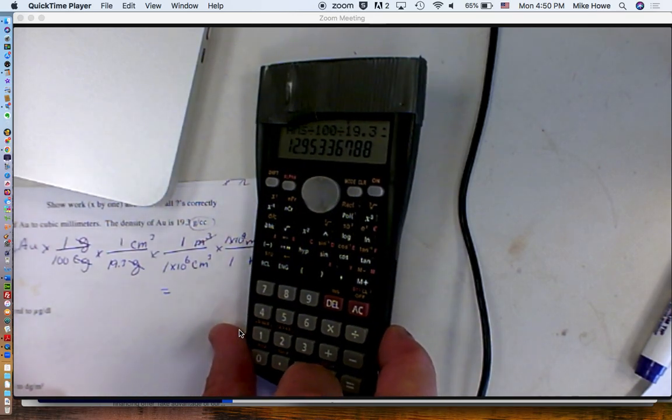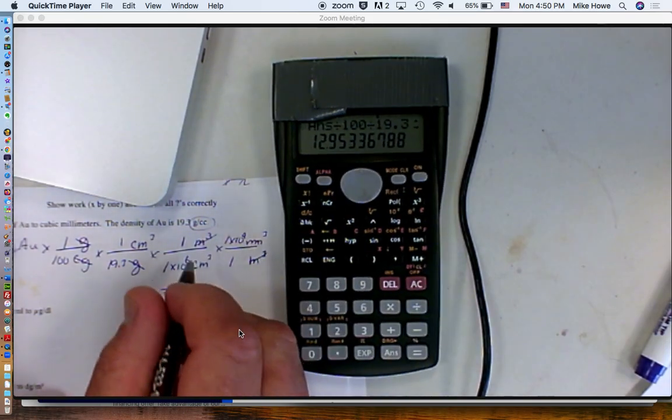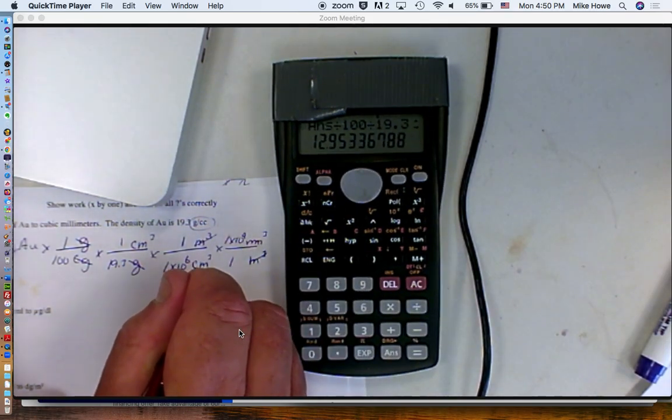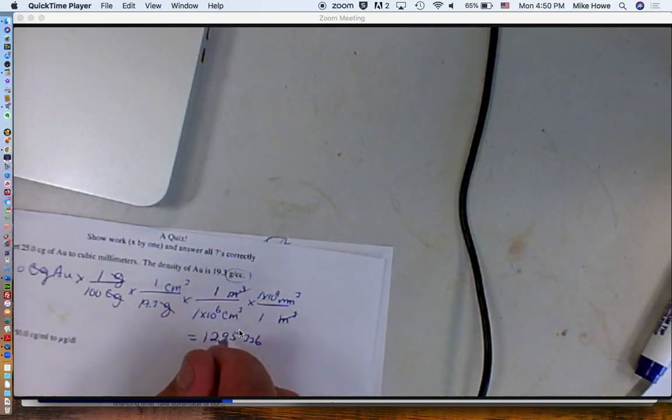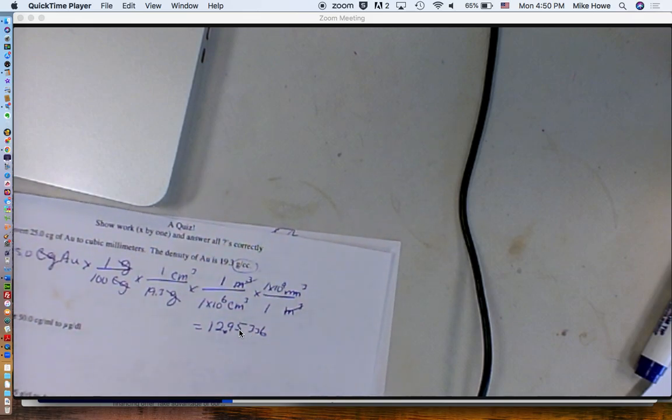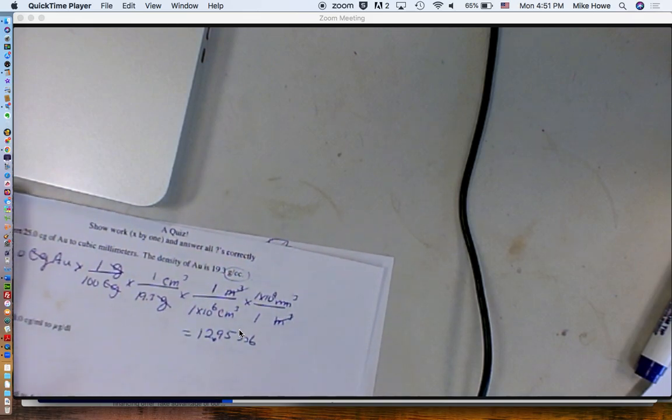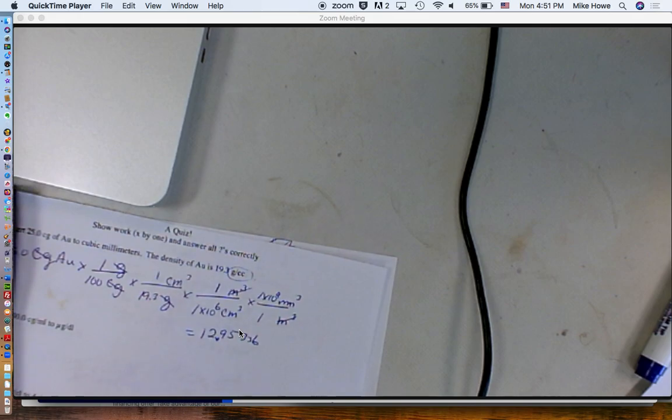That equals 12.95. Okay, so 12.95336. Let's run through that math again, just to make sure I didn't do it incorrectly. So I'm going to have 25. I'm going to do this on the side. So 25 times a billion divided by 100 divided by 19.3 divided by 1 million.